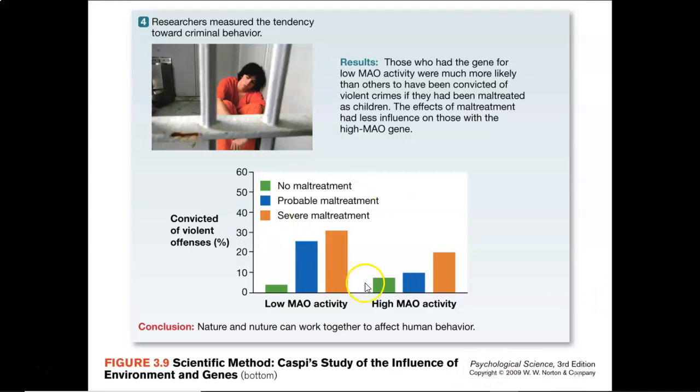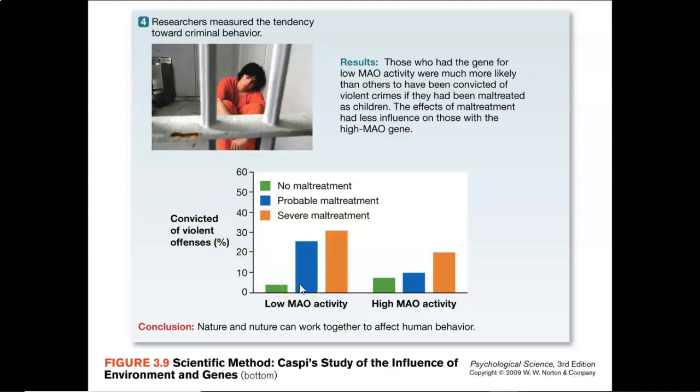So here we've got our chart. Those children in green were not mistreated during childhood. Those in blue were probably maltreated, and those in orange were severely maltreated. So here we have the subject group with low MAO activity. Here we have the subject group for high MAO activity, and we're looking at conviction of violent offenses.